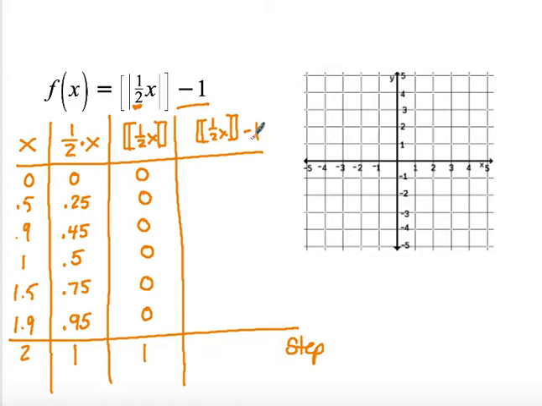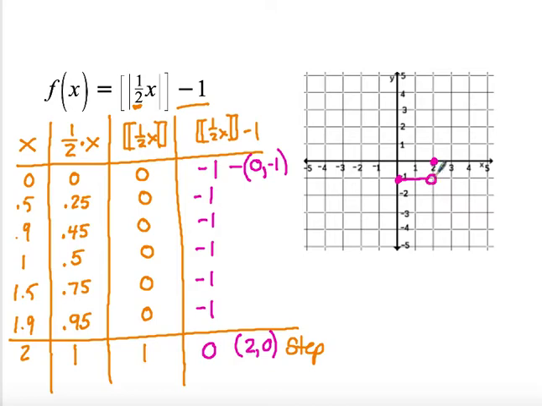Now I need to subtract 1 from each value. So that's going to give me a -1, -1, -1. We're going to stay there until we hit 2, and 1 minus 1 is going to give me 0. So my first step's going to be at 0, -1. My next step is going to be at 2, 0. So 0, -1, and my next step is going to be at 2, 0. And what happens here is that I'm going to stay at -1 until I hit 2.